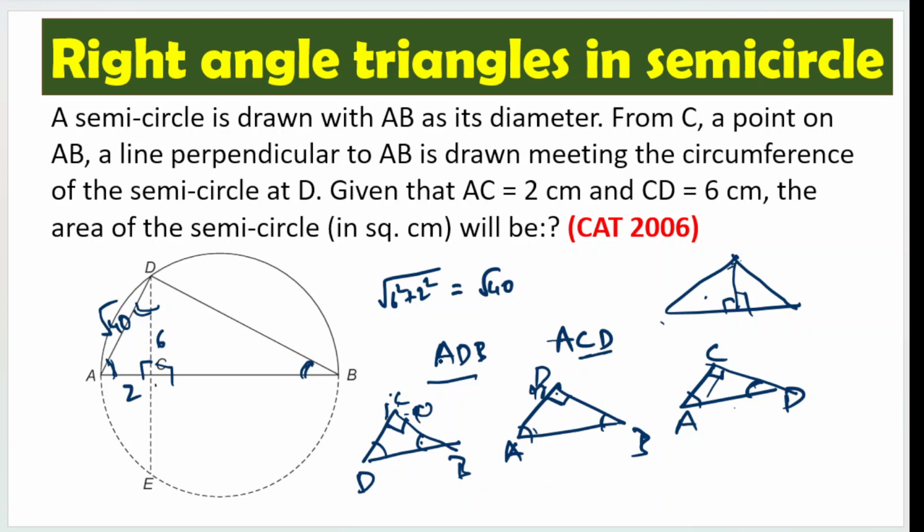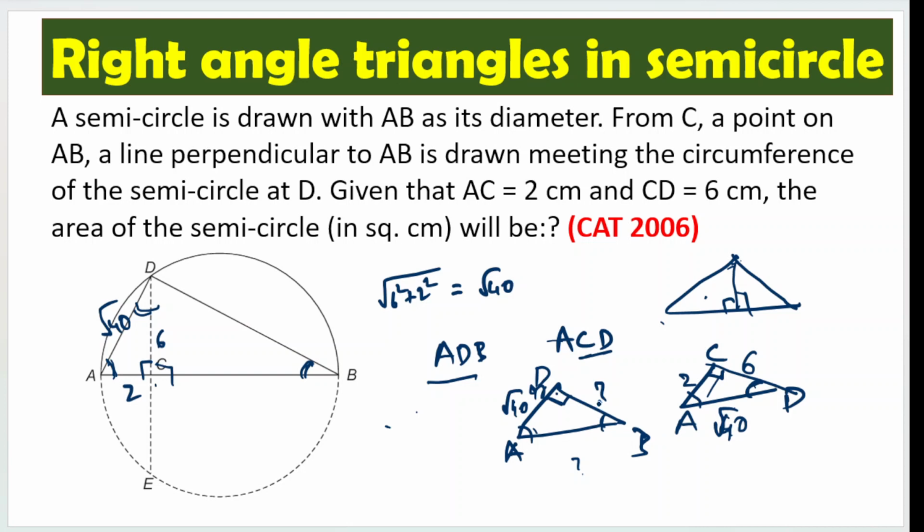Now in this case, because these are similar triangles, we are not worried about the second one. We are worried about ADB and ACD. These two are similar triangles. Now, what is AD? AD is root 40, we have figured that out. What is AC? AC is 2. What is CD? CD is 6. What is BD? BD we don't know. What is AB? AB also we don't know. And AD is again root 40.